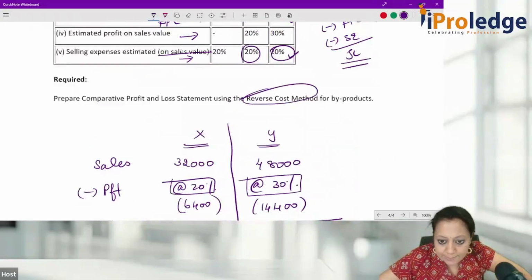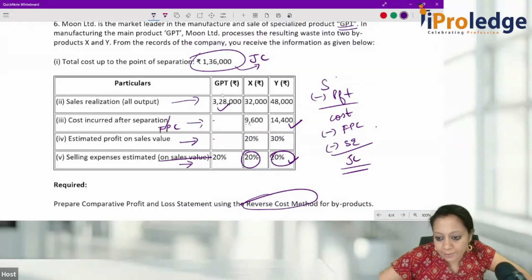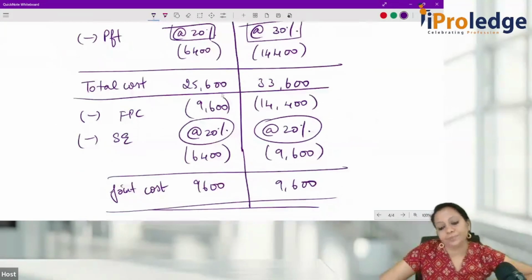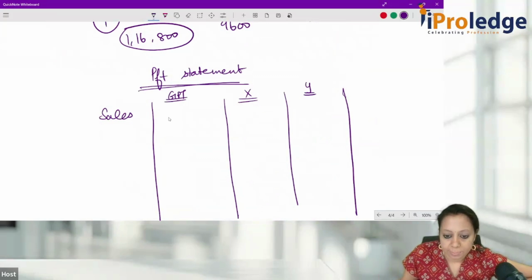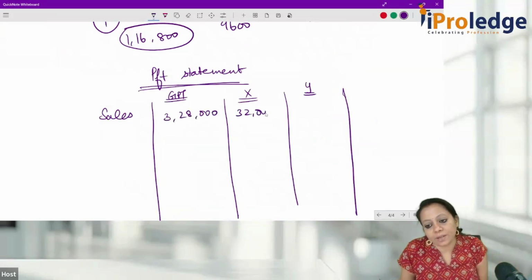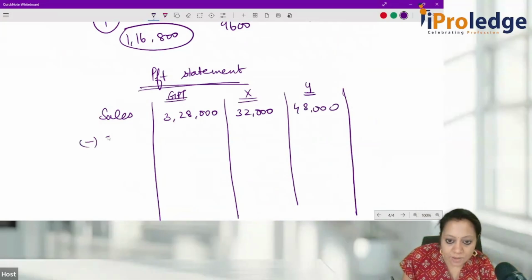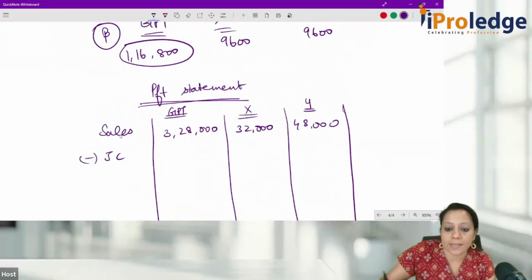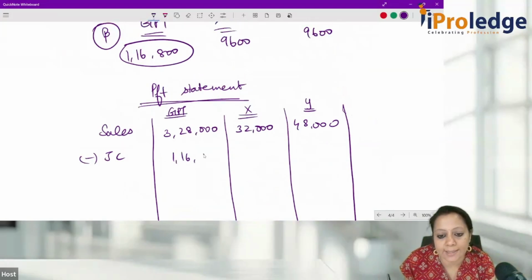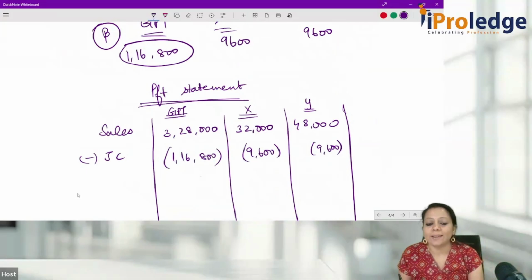How much is the sales? 3,28,000, 32,000 and 48,000. Minus joint cost. We have it on the screen, so we will take it from there. 1,16,800, 9,600 and 9,600.